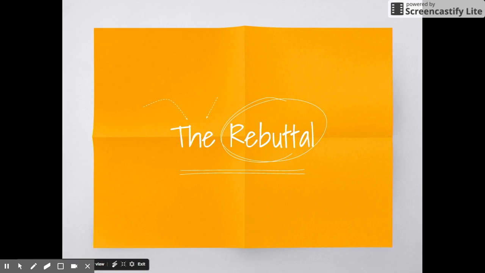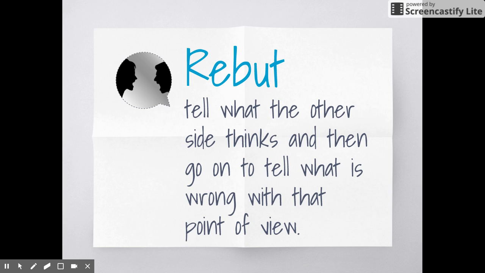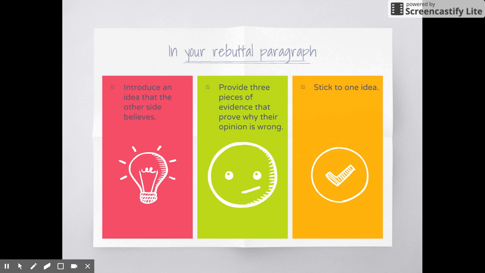Hello, now you are on to writing the rebuttal in your persuasive essay. While it's important to mention opinions from the other side of an issue in your persuasive paper, it's equally important to rebut those opinions. To rebut means you should tell what the other side thinks and then go on to tell what is wrong with that point of view.